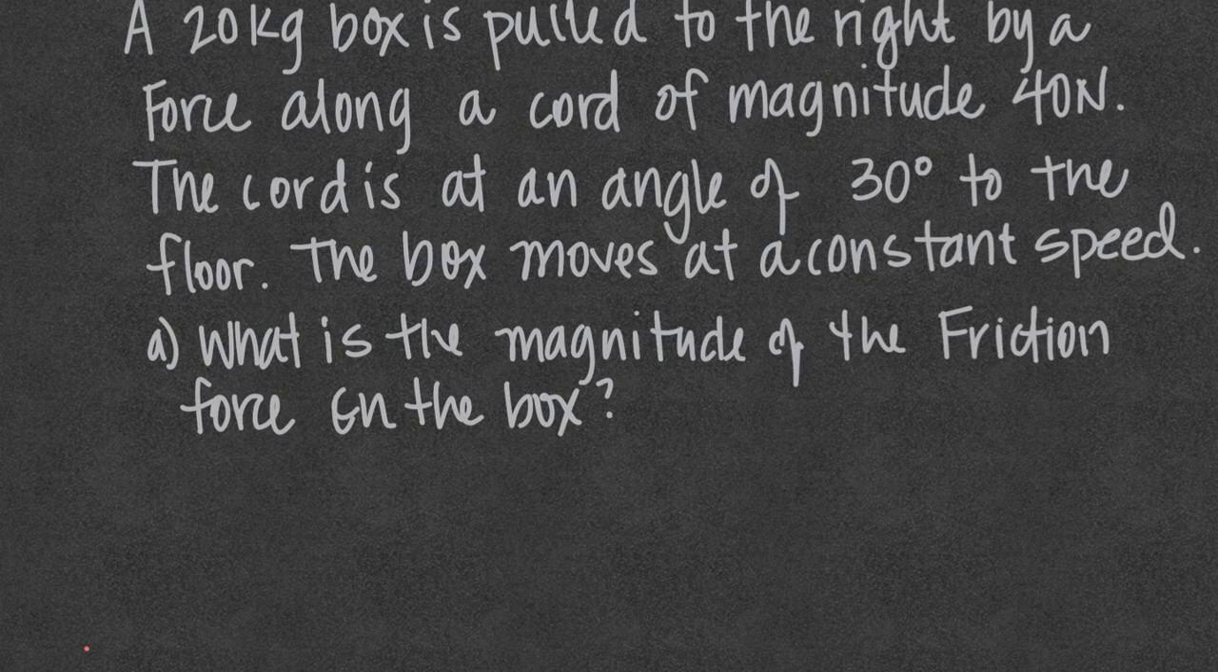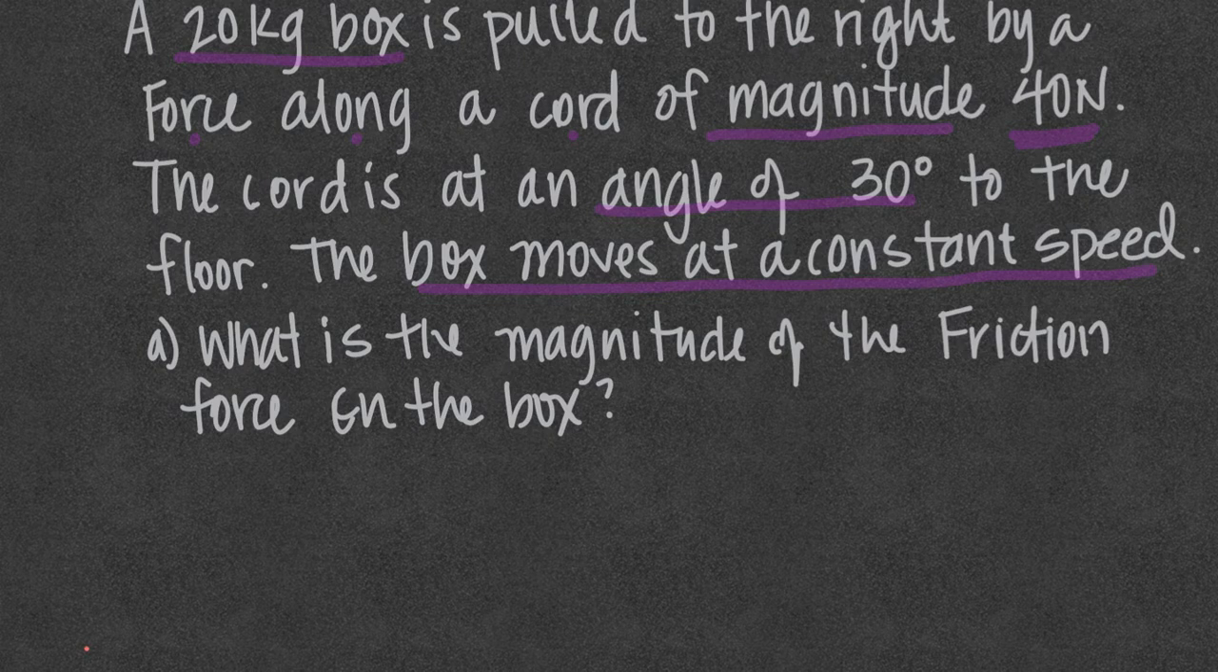So in looking at this question, there are a few things that I notice. I have the mass of the box, not the weight, but the mass. The force along a cord, that is a tension force. And magnitude means number, okay? The word magnitude is just a fancy word that means amount or number. And then I also know that the cord is at an angle of 30 degrees to the floor. And I also know that the box moves at a constant speed, which means that it is in equilibrium.